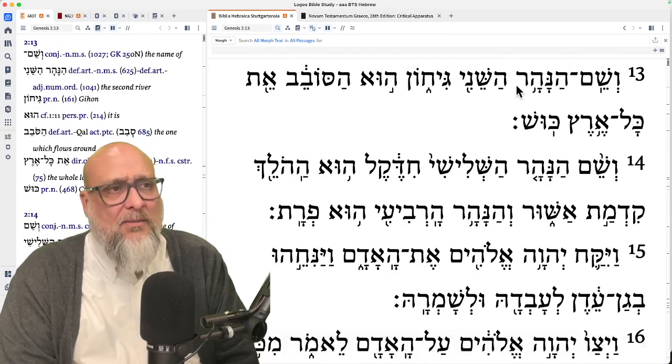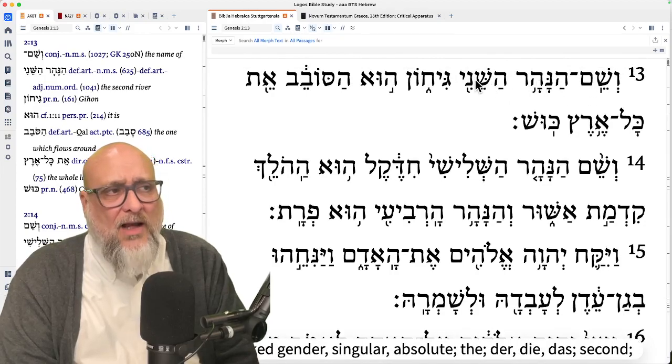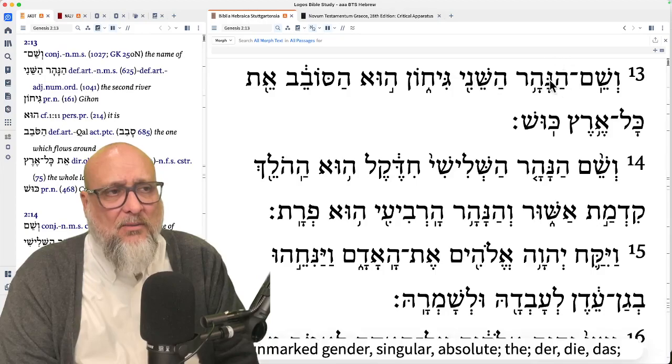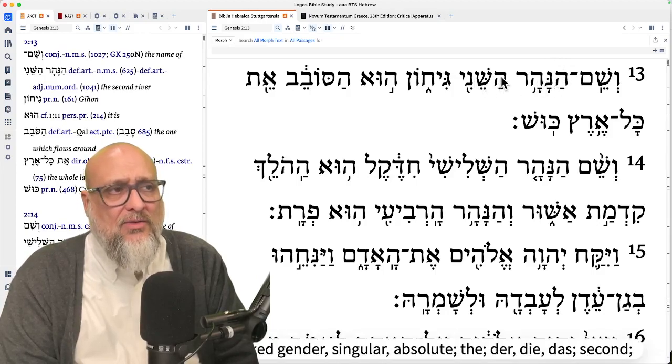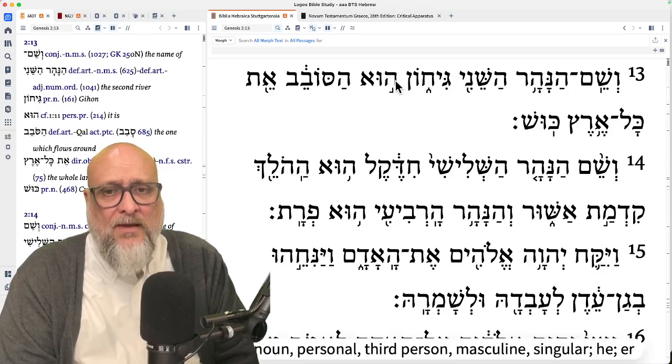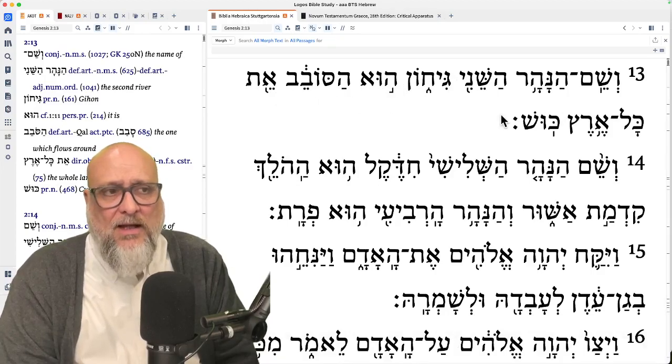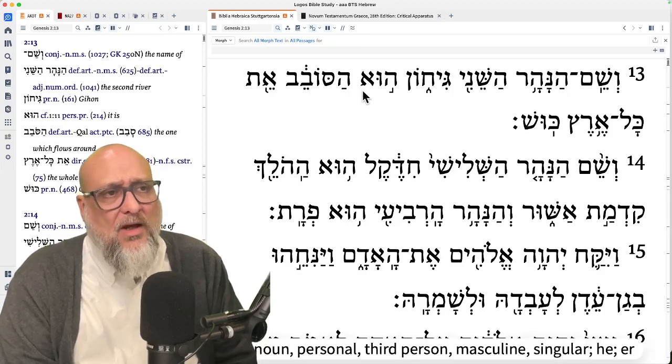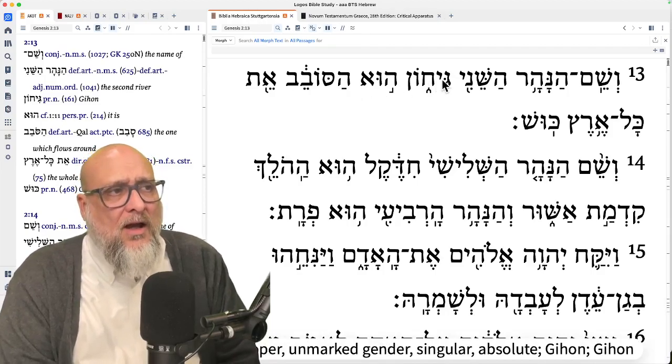Verse 13, and the name of the river, the second one. So see, they both got the definite article, doubling Dagesh. The river, the second one, is the Gihon. It is going around all the land of Cush. A couple of things to notice here.